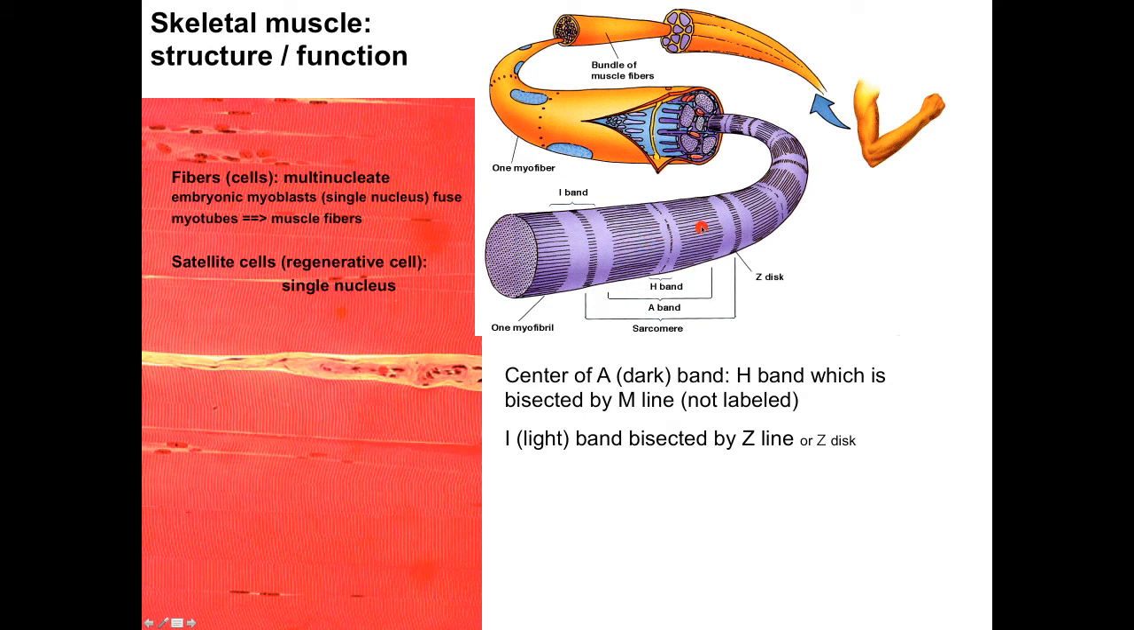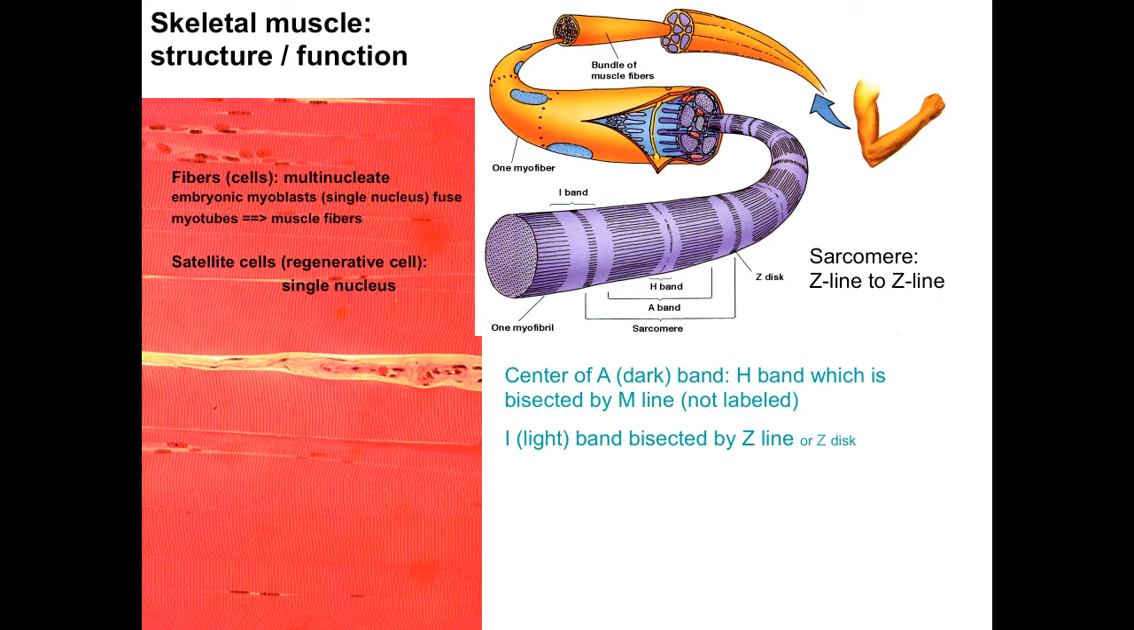Here is the A band, the dark band on a histological preparation. The H band is in the middle of the A band, and you can sometimes see in a histological section the H band is bisected by the M line, and the M line would be right here. It's not labeled on the cartoon, so this would be H band. Here is A band, H band, M line. So again, on this side, A band, H band, and M line. Here is the I band and the Z disc.